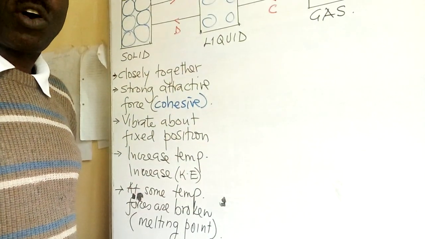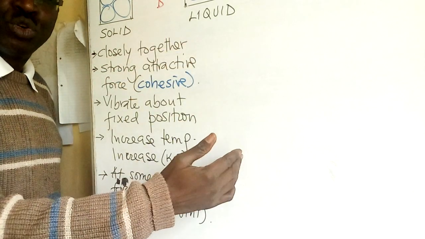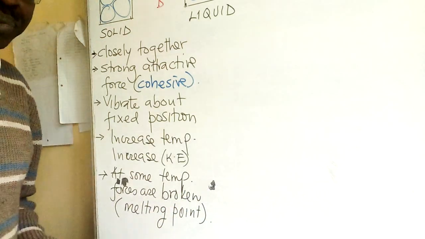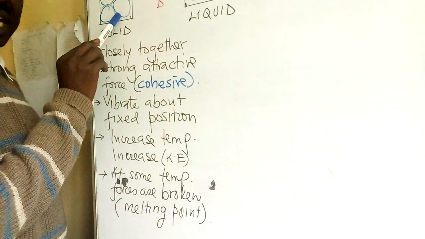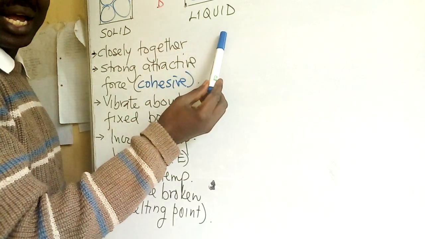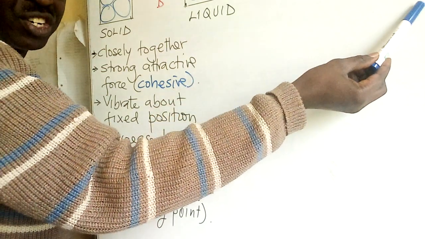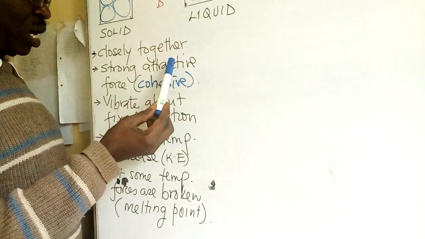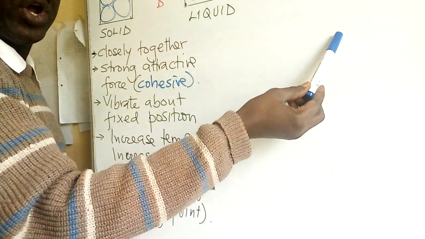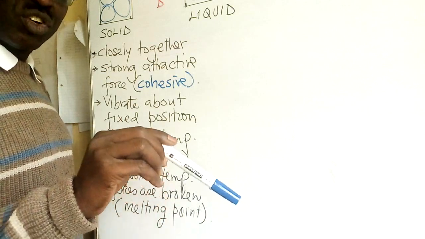I want you, as I focus my camera now, these are the key things for you to fill in the status in solid, liquid and gas. As I conclude, you start here in solid, closely together. Here, apart, and here, further apart. Then, strong attractive force. Here we will write weak attractive force. Here, weakest. The force of attraction between molecules of the same kind is known as cohesive force.